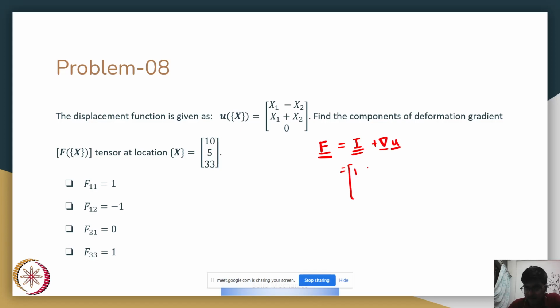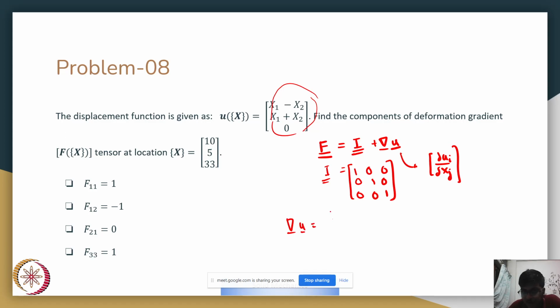This is simply 1 0 0, 0 1 0, 0 0 1, and the gradient of displacement would be a matrix of the form dou ui by dou xj. So for this particular displacement function, we can write the gradient of u as dou u1 by dou x1, dou u1 by dou x2, dou u1 by dou x3. Okay, why do we write this in a row and not like a column?